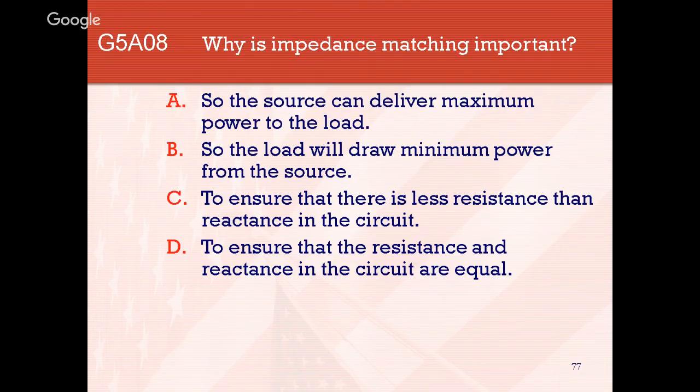Why is impedance matching important? This is, again, just a rehash of the last question that we had. Either one of these questions could be on the exam, who knows? But really, again, it's so that the source can deliver maximum power to the load. In this case, your source is your HF transmitter, or any transmitter, as a matter of fact, and the load is your antenna. So you want to get maximum power out from the source to the load, from the transmitter to your antenna.